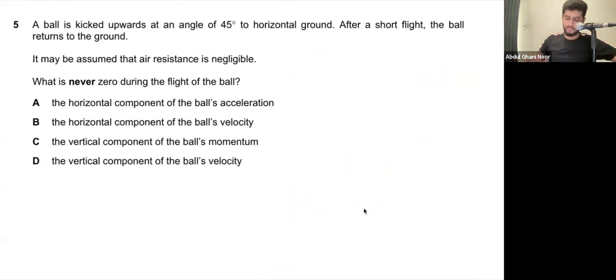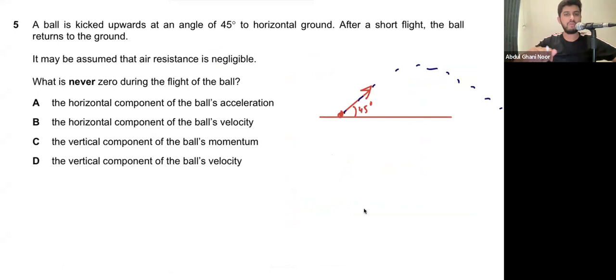Question 5 says a ball is kicked upwards at an angle of 45 degrees to the horizontal. So this is our ball kicked upwards at an angle of 45 degrees to the horizontal. After a short flight, the ball returns to the ground. It may be assumed that air resistance is negligible. What is never zero during the flight of the ball? The horizontal component of the ball's acceleration.